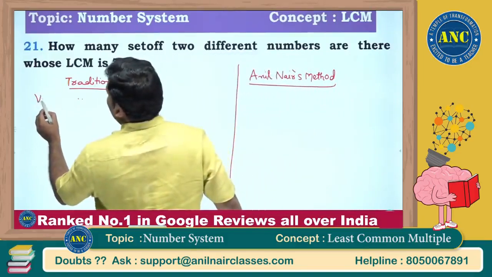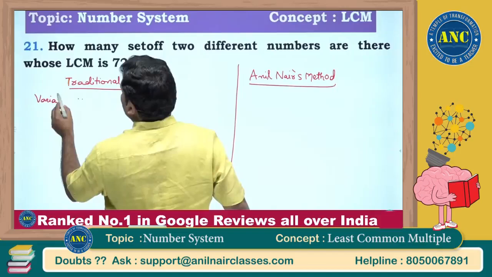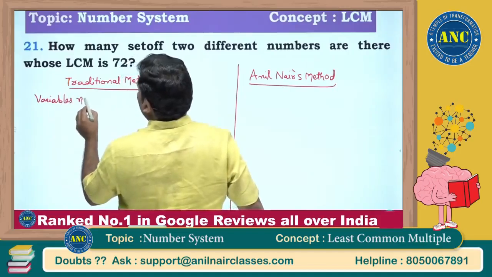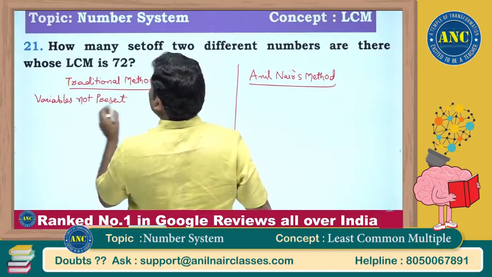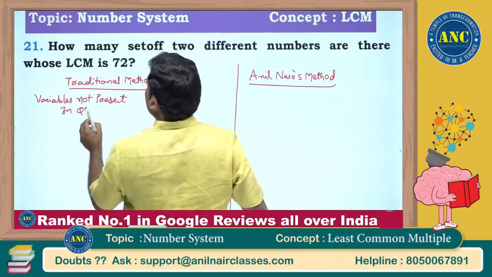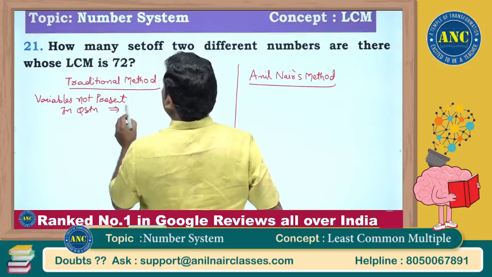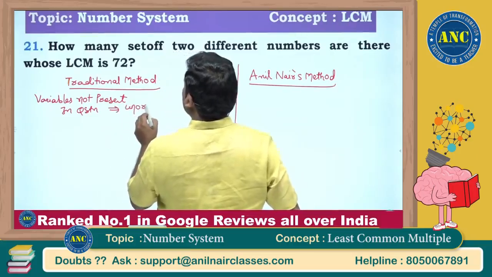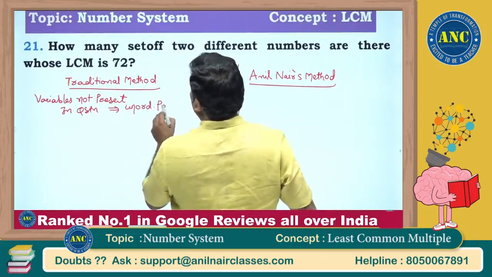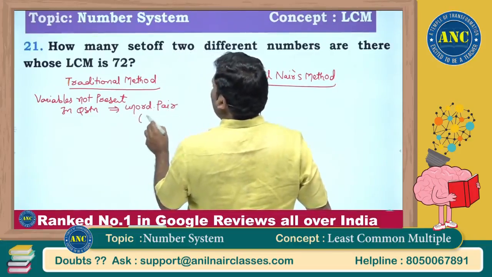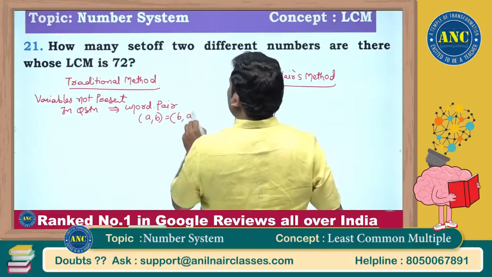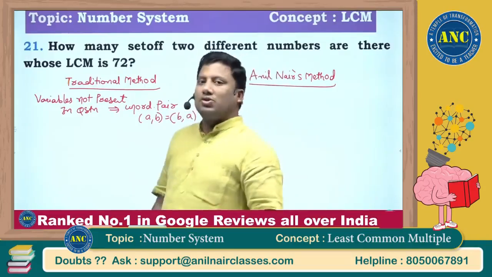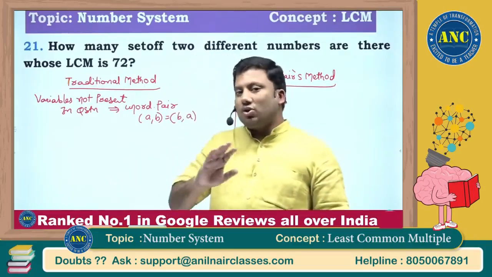First point, variables are not present in the question. If variables are not present in the question, then it is an unordered pair. We are determining an unordered pair. That means A comma B is equivalent to B comma A. The reverse case should not be taken.